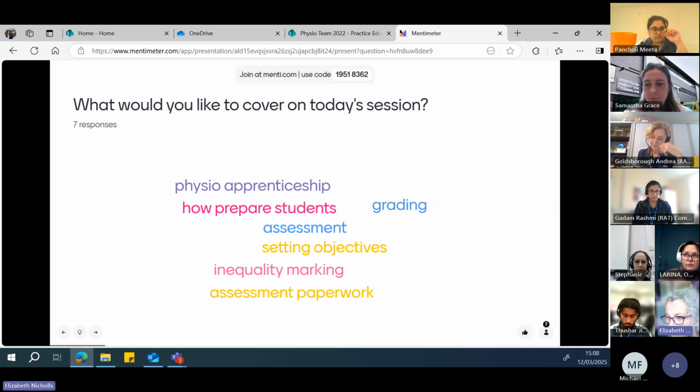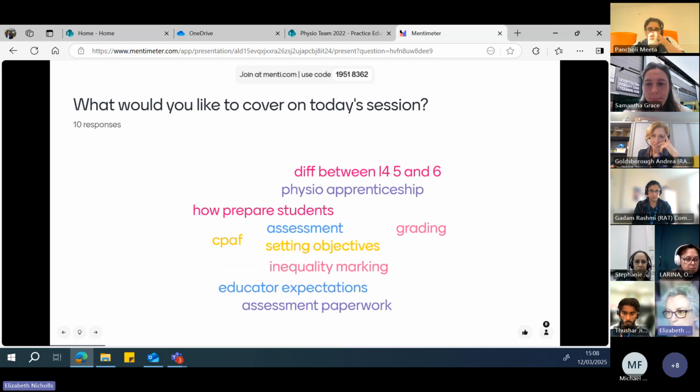Inequality marking, might need to explain that, what we want for that one. Difference between level 4, 5, and 6. Yep, we'll certainly be covering that. Grading. Yep. How to prepare students. Yep, we're definitely going to be covering that. And educator expectations as well. And equally, what you can expect from us as well to support you on the placement.